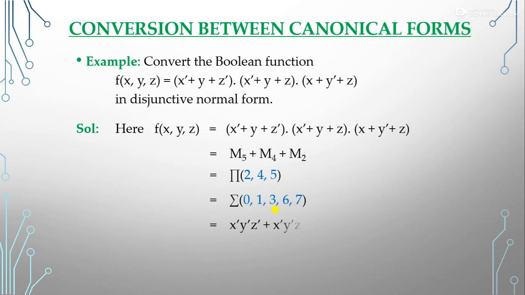Now next, what is this? Small m0. Now in summation we have the small m0. What does small m0 represent in three variables? That is x' y' z', plus small m1 x' y' z, small m3 x' y z, small m6 x y z', and small m7, that is x y z. So now this is our required DNF.